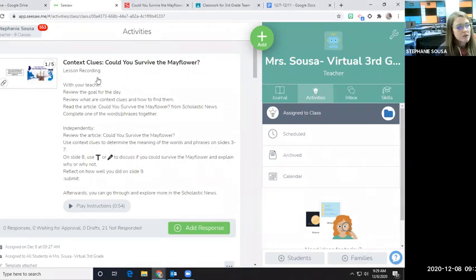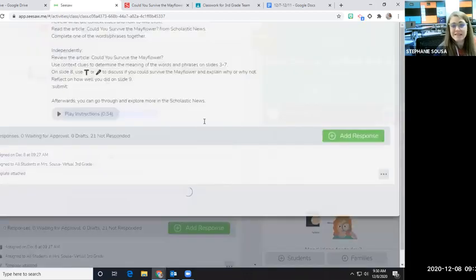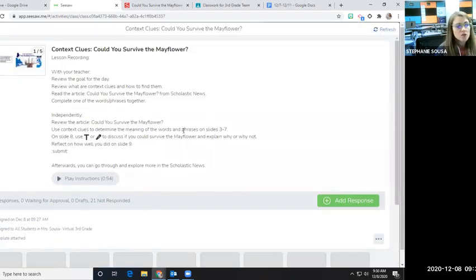Your activity is called Context Clues. Could you survive the Mayflower? With your teacher, we've done everything except the last step. We've looked at our goal. We've reviewed context clues. We have read the article. Now we're going to complete one of the words and phrases together, okay? So we're going to add a response and we're going to do one slide together. You will complete the rest of this during your task completion today, all right?